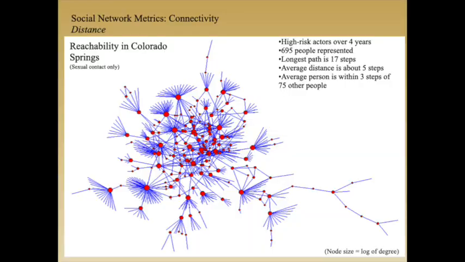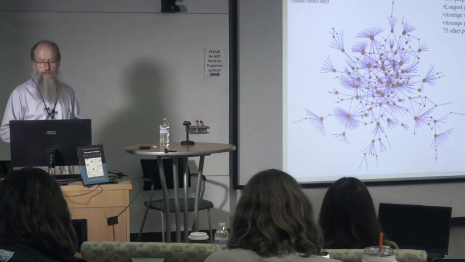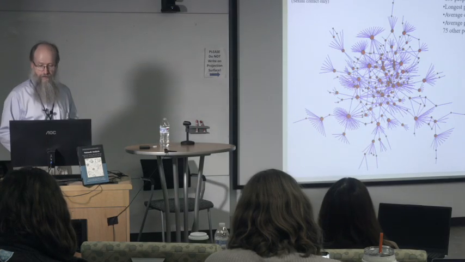In this Colorado Springs example, of the 695 people in this set, the longest path in this network is about 17 steps, and the average distance is about 5 steps, with 75 people being within the 3-step orbit of the average person in the network.